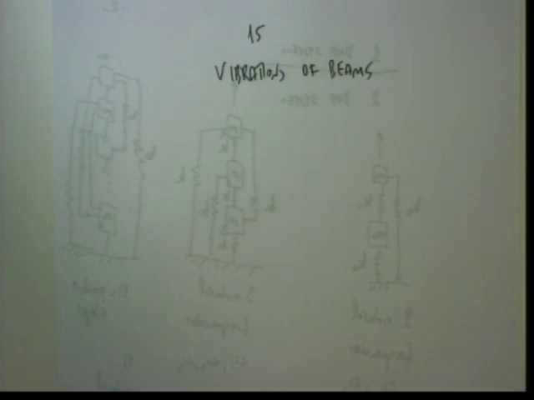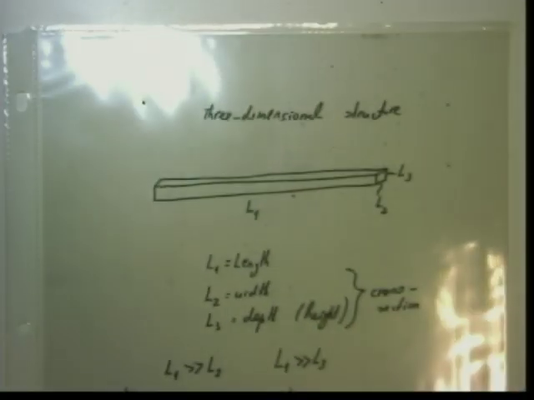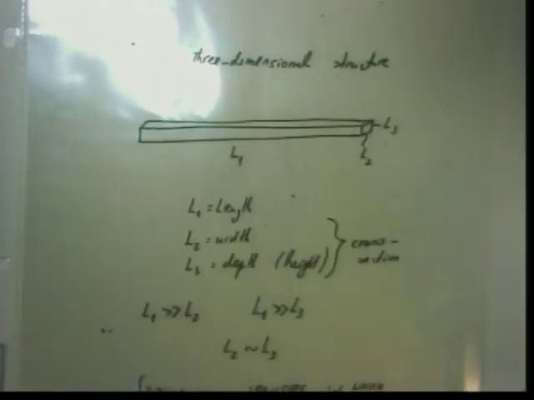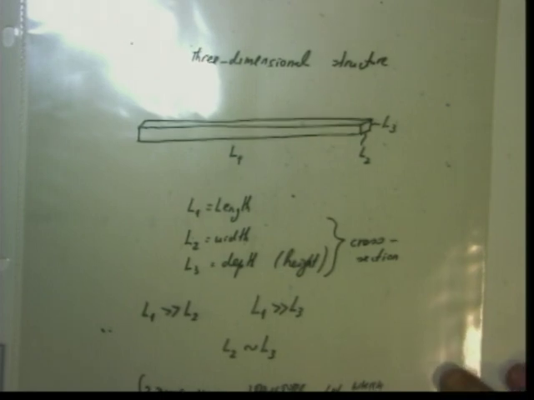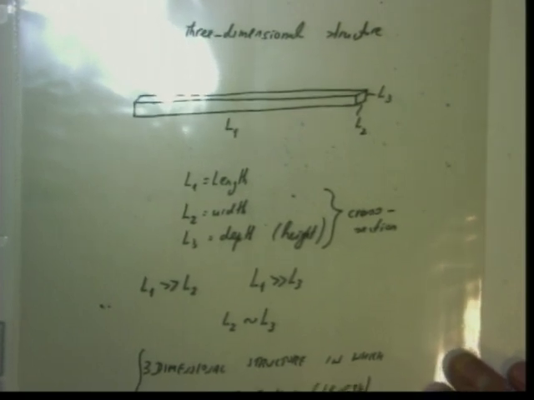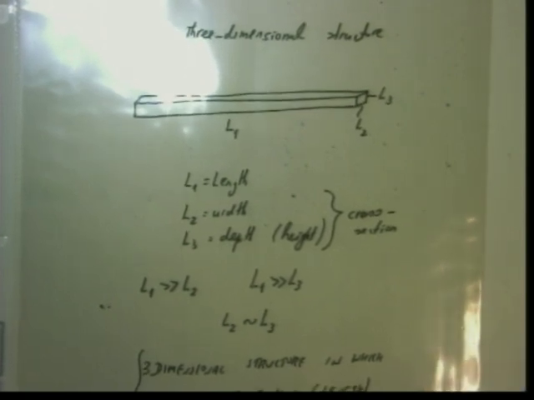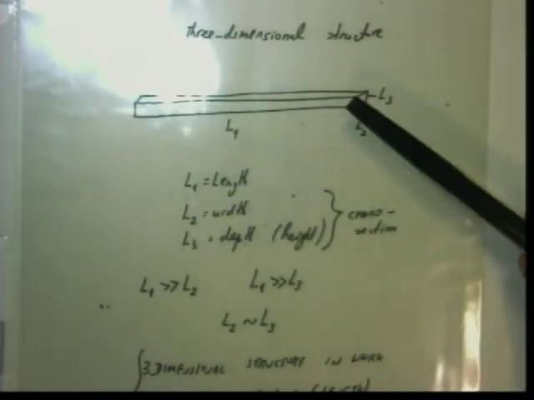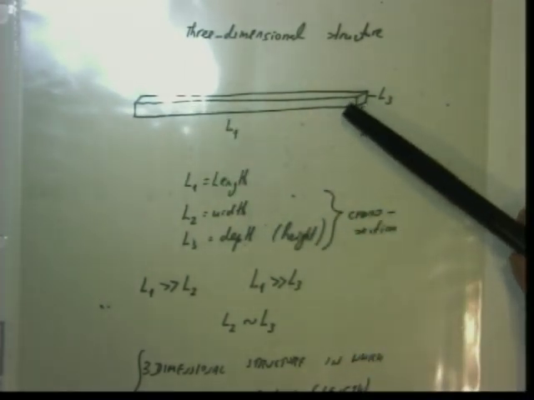Okay, so the question is, what is a beam, first of all? So beam is a 3-dimensional structure. That is main observation. That is something that has dimensions. Beam is a 3-dimensional structure. Okay. Now beam has following dimensions. One is called length, something that is bigger than the others.